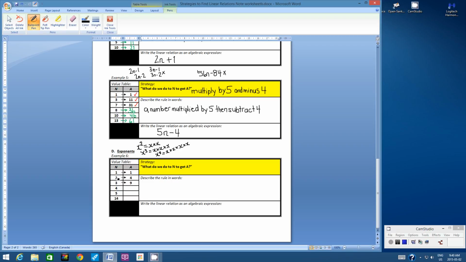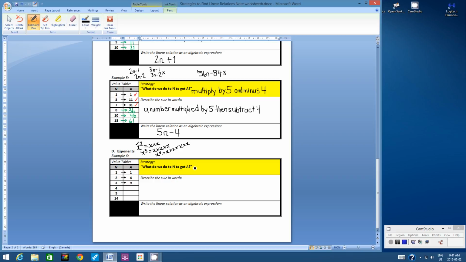We have a value of n, and then we get 4. Okay, so I think I've got an idea here. So let's check it with this one. We have a value of n of 3, and then we end up with an a value of 9. Okay, so what do you think? Which one's it going to be? Well, it looks like it's this one, right?